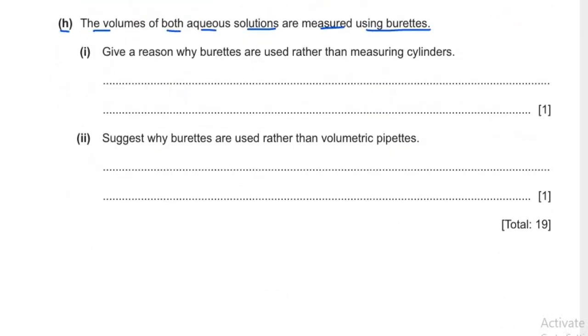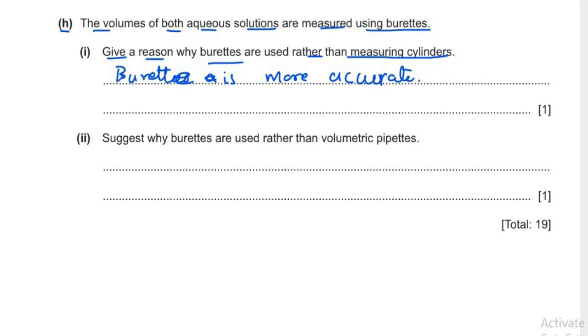Now the question is, give a reason why burettes are used rather than the measuring cylinder. Now we know that burettes are more accurate. Now burette is more accurate than measuring cylinder, so we get a better level of precipitates every time and no error is seen.